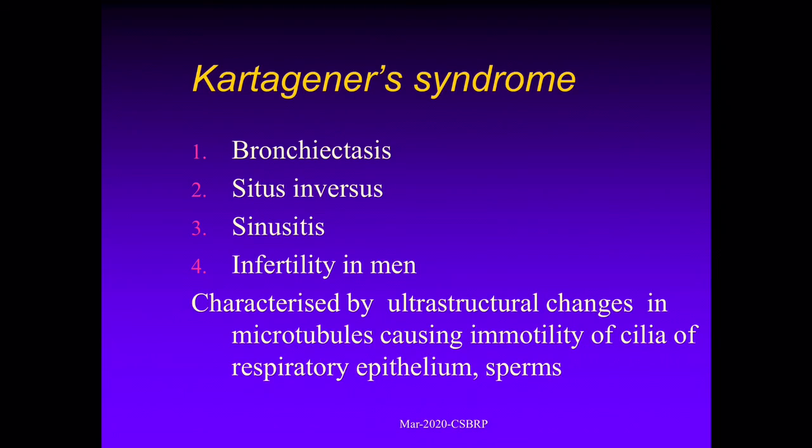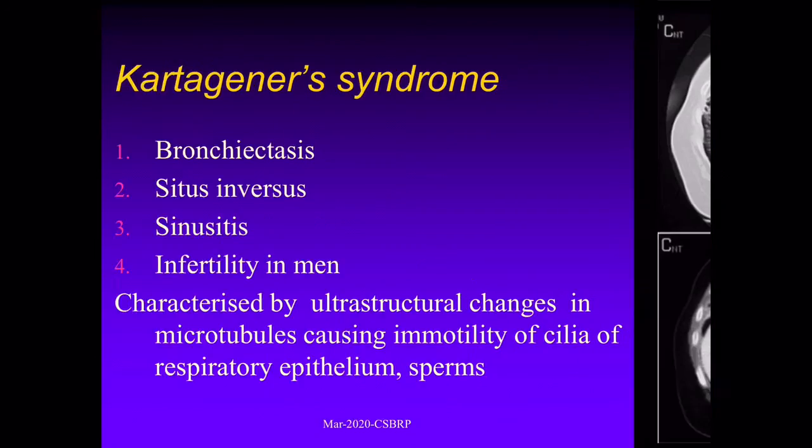So Kartagener syndrome is one of the examples of immotile or ciliary abnormalities. The components of this Kartagener syndrome include bronchiectasis, situs inversus, sinusitis, and infertility if the person is a male. It is characterized by ultrastructural changes in the microtubules causing immotility of the cilia of the respiratory epithelium and also the sperms. That is the reason why they suffer from infertility.